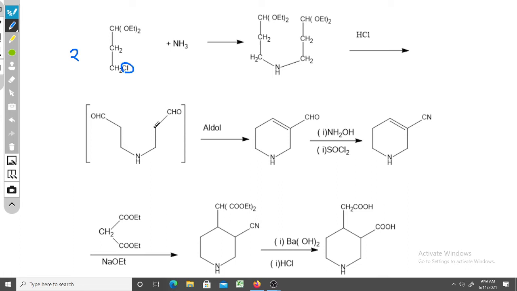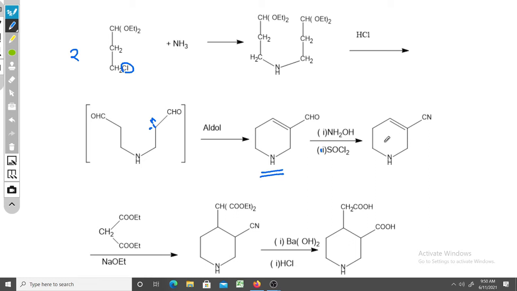In the aldol condensation, one hydrogen from here is removed as H plus, and the carbanion is formed. This carbanion will attack at this carbonyl carbon, and this will become OH, and this OH and the adjacent H will eliminate to form a double bond, and there will be a CH2 group. So we will get a compound like this, and this will react with hydroxylamine and thionyl chloride to replace the CHO group with CN.